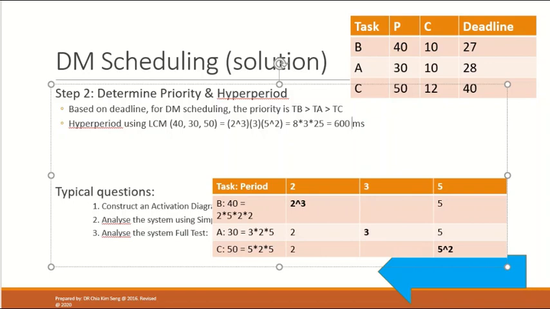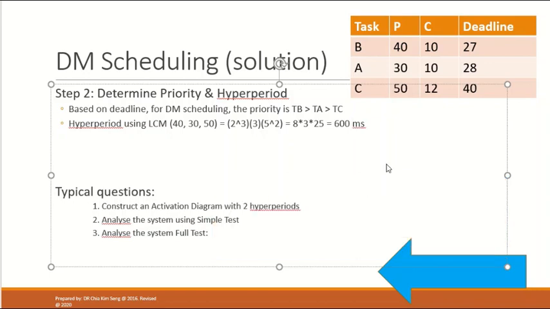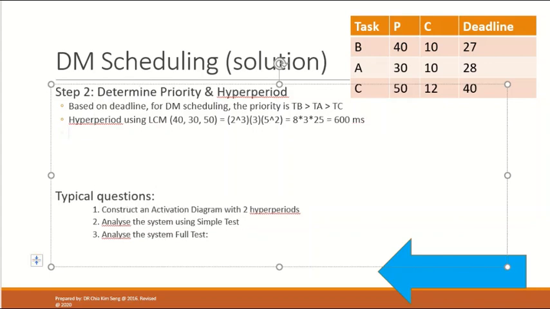Our hyperperiod. Okay, so after this one you can use Cheddar, Simpson, to plot the activation diagram. So we settle this case already. Since the hyperperiod is 2, you need to set it as 1200 milliseconds.